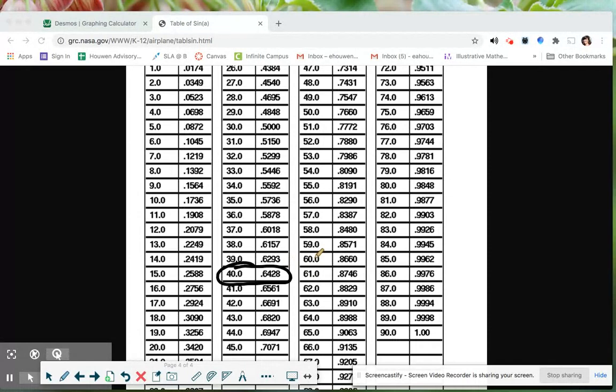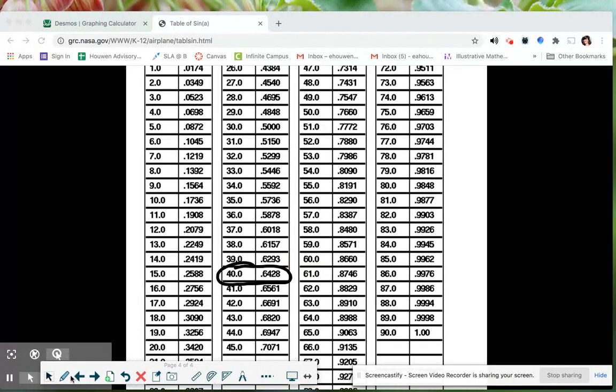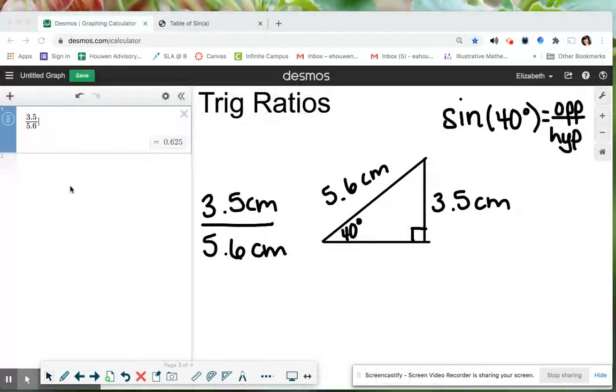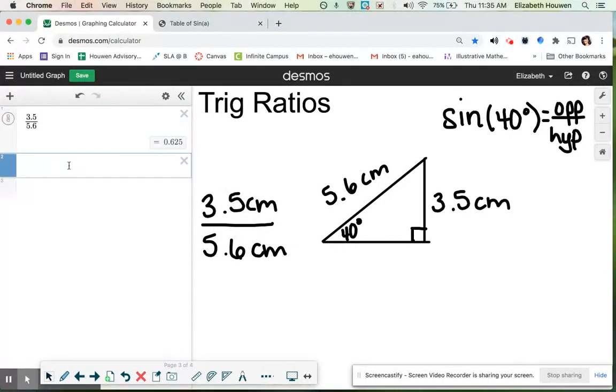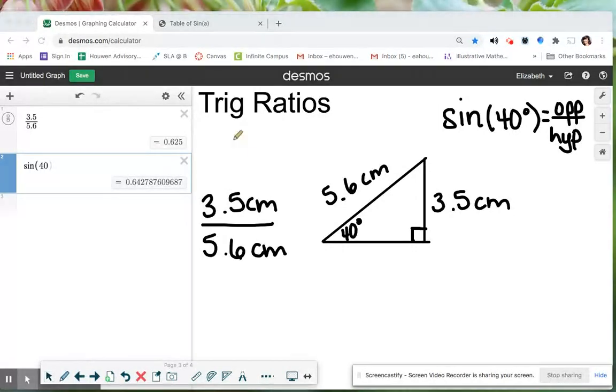So that's what people would need to do if they didn't have the calculator that had already collected all those things for them. However, we now are fine. We can just take a calculator, we can take the sine of 40, and it tells us this is the most precise of the three numbers. So we saw that on the table it was 0.6428, and now this one is even more precise, giving us the ratio of the opposite to the hypotenuse for the angle of 40.